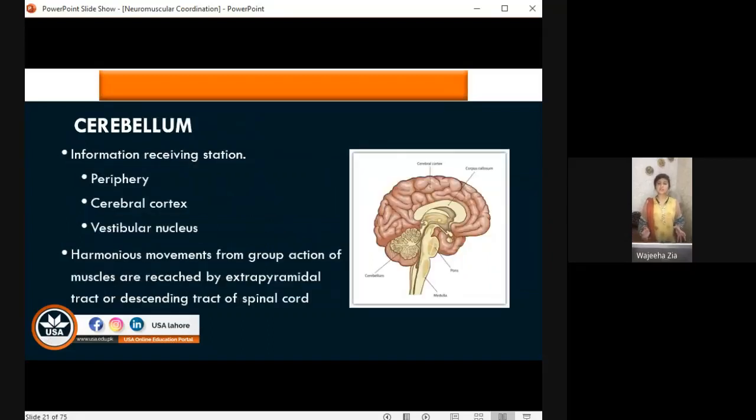The next thing, which is very important, is the cerebellum. The cerebellum is one more part of the brain. It is a receiving station. All the information, all the impulses are reaching the cerebellum. You can see in this diagram, the small posterior part is the cerebellum, and the larger part is the cerebral cortex. The cerebellum is receiving all the information from the peripheries, from the limbs, from the legs, even from the cerebral cortex and the vestibular nucleus. So what will the cerebellum do? The cerebellum then produces the harmonious movements. The cerebral cortex will plan, and the cerebellum will produce that harmonious movement of the group action of the muscles.